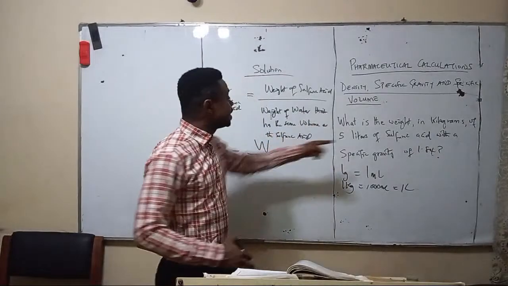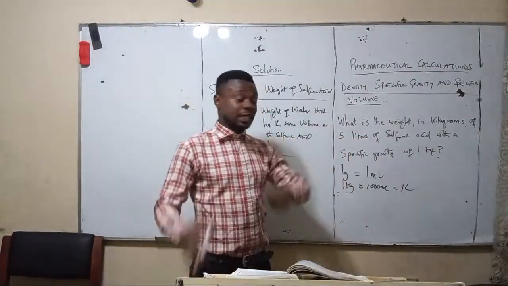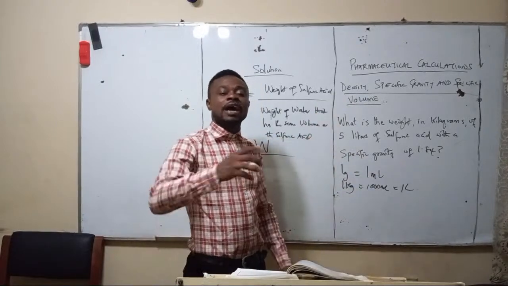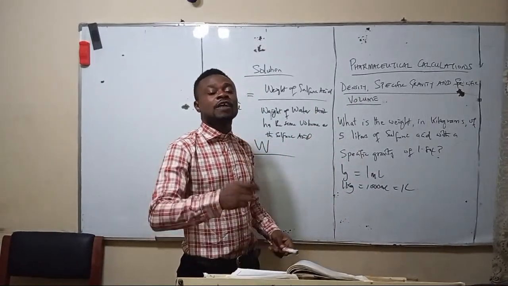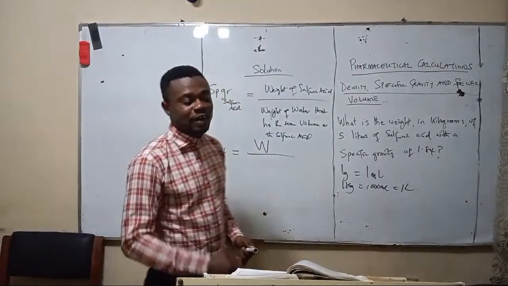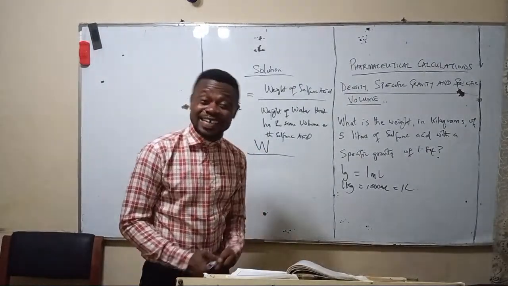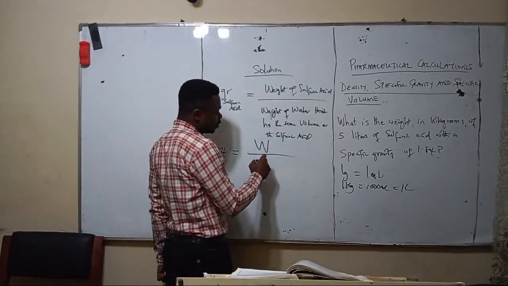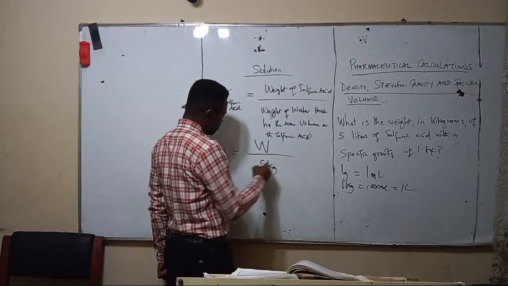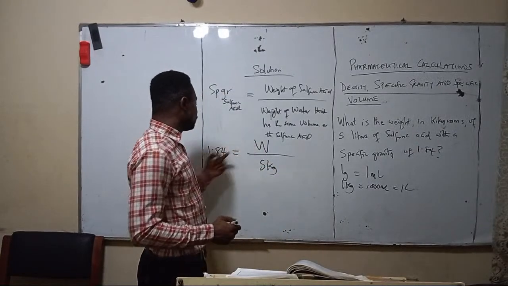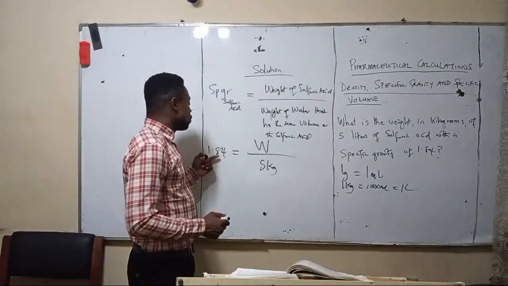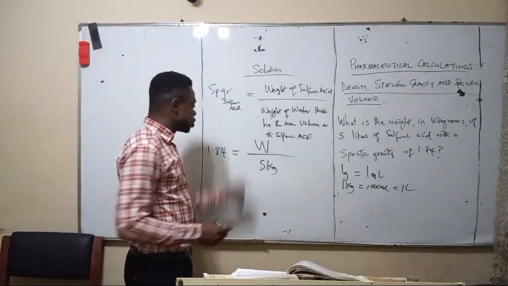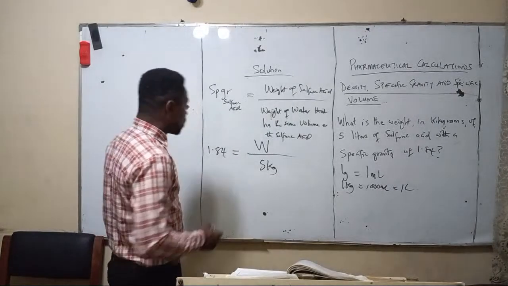So if 1 kilogram is 1 liter for water, that means 5 liters. Because we said that the sulfuric acid has the same volume as water, the volume of water is 5 liters. Therefore, 5 liters of water will have 5 kilograms. So the weight of water that has the same volume as sulfuric acid is 5 kilograms. So if this is specific gravity, 1.84 is equal to the weight of the sulfuric acid over 5 kilograms. We make this weight the subject of the formula.